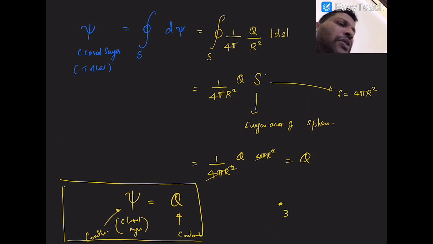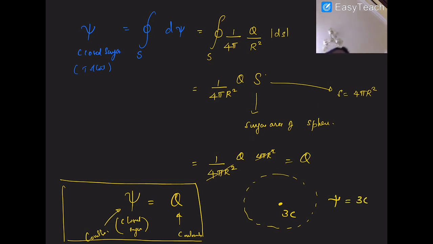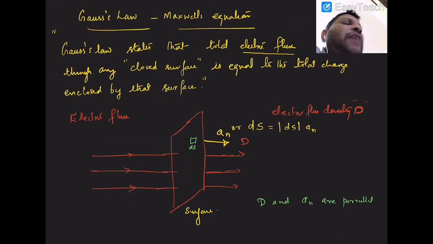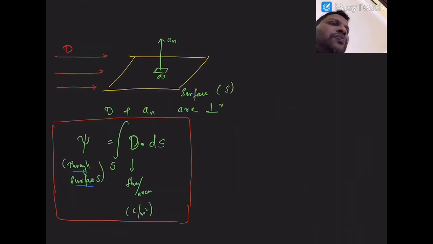Suppose you have 3 Coulomb, then what will be the total flux around it? Then the total flux ψ is also equal to 3 Coulombs. Okay, so this is the idea, and this is known as Gauss's law. So Gauss's law states that the total flux through any enclosed surface is equal to the total charge enclosed by that surface. So I hope this part is clear to you. Okay, so we will see some more things related to this. Because we will see what is the first Maxwell's equation.